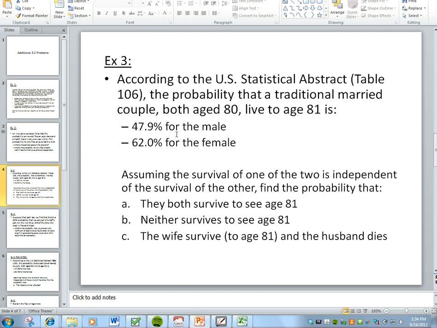Let's take a look at this guy here. So according to the U.S. Statistical Abstract, the probability that a traditional married couple, both aged 80, live to age 81 is 47.9% for the male, 62% for the female. So big difference there. Assuming the survival of one of the two is independent of the survival of the other, find the probability that they both survive to see age 81, neither survives to see age 81, and the wife survives and the husband dies. Well, this may seem overwhelming given that there's so many things to find. But guess what? If you put it in a table, the work is almost effortless.